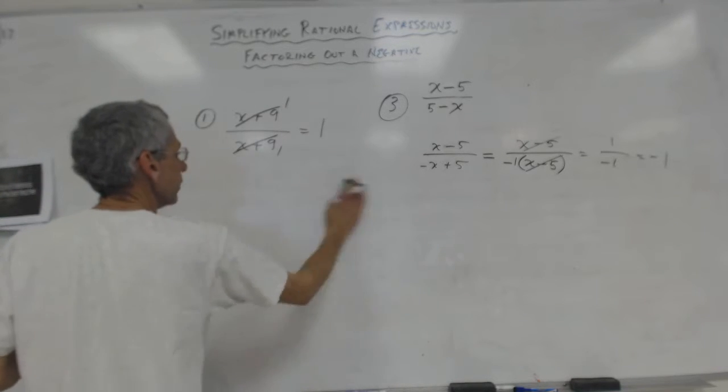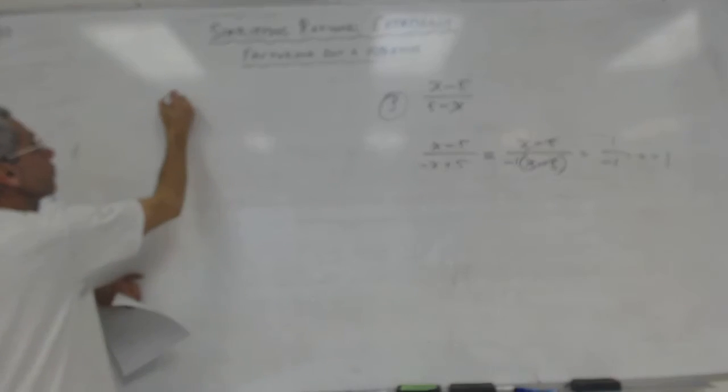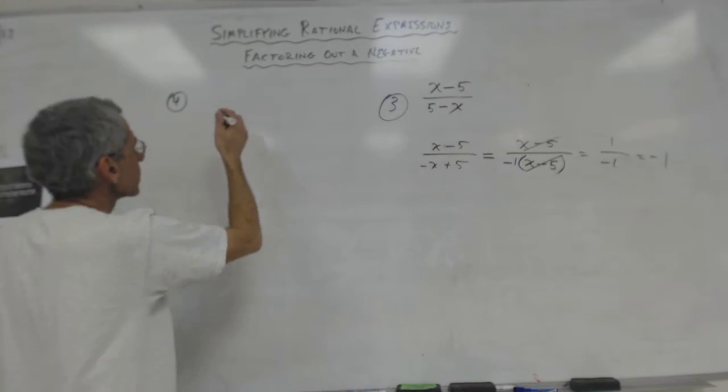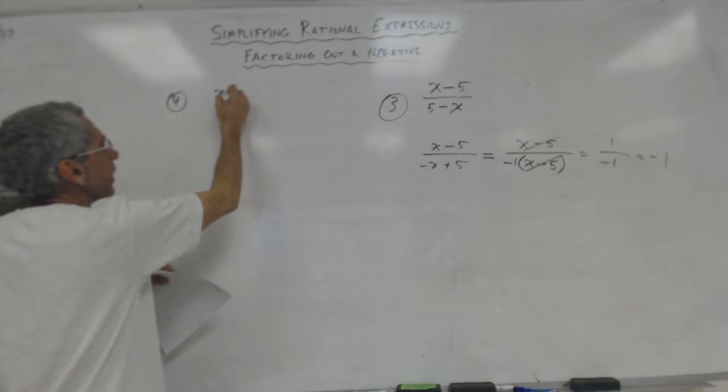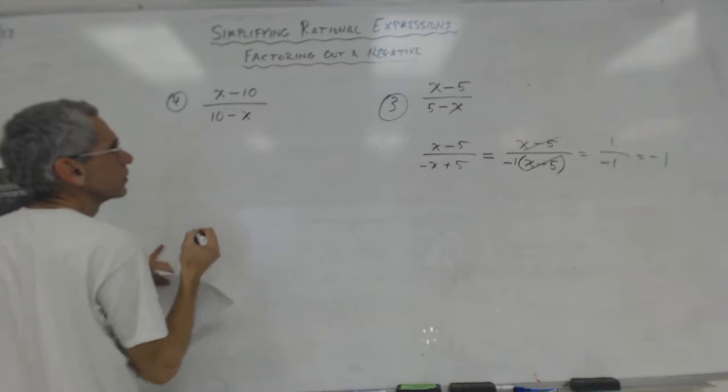All right, let's do a few and maybe it'll start to make sense. So that was 3. Let's try 4. Okay, let's try this one: x minus 10 over 10 minus x.